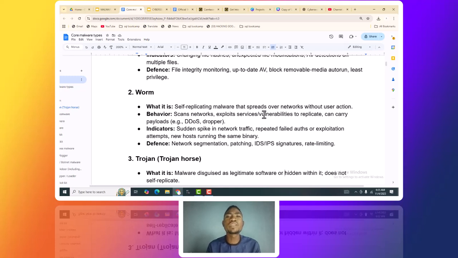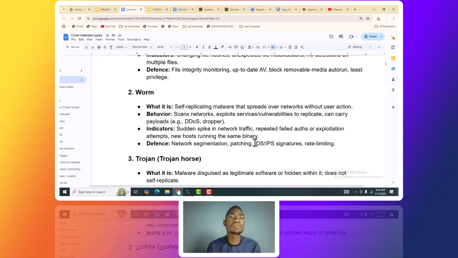It also causes repeated failed authentications and exploit attempts, and new hosting running the same binary. These are some of the indicators of compromise of a worm. And some of the defense techniques that we can use, however, when we go into dynamic analysis, we'll go into more of that, are network segmentation, patching, using an intrusion detection system or intrusion prevention system or signatures, and also limiting, can also help us to mitigate worms.